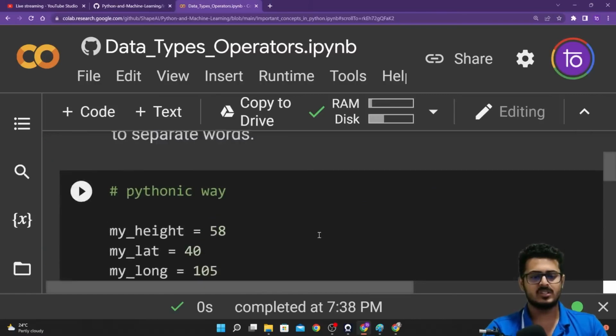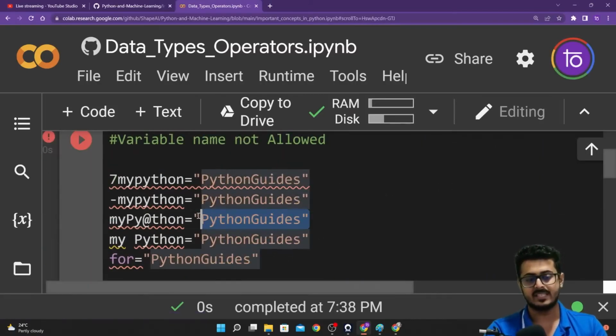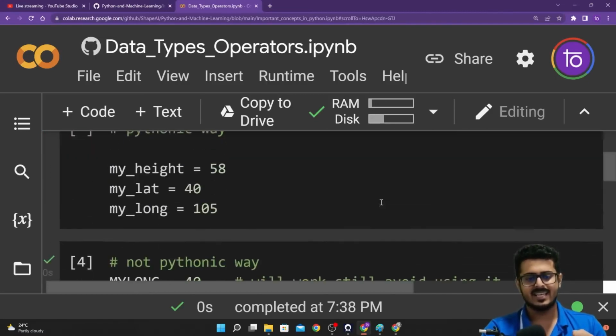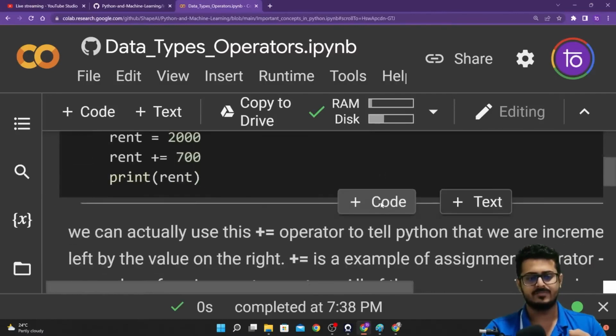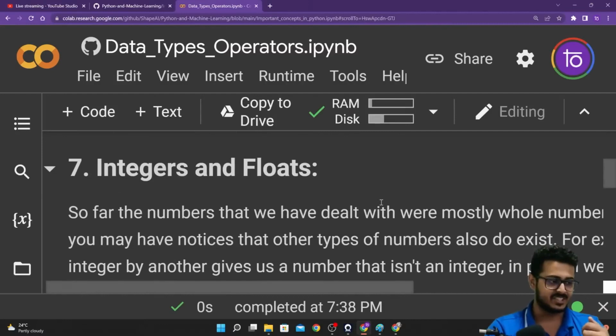We have also seen some other type of data as well. For example, right over here, something in these quotation marks. This is not an integer. This is not a decimal number. This is just text. So all these different kinds of data that are there in Python, we have categorized into different data types. The four main data types that we are going to study are integers, floats, booleans, as well as strings. So let us get started with learning about our very first data type, that is our integers and floats.